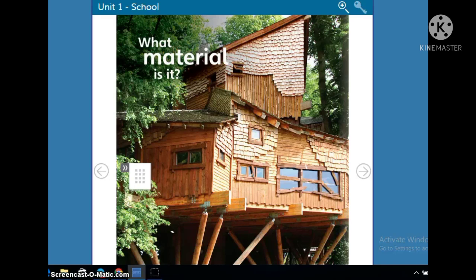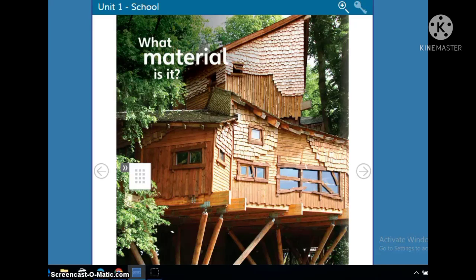What material is the house? Is it from a can? Is it from glass? Is it from plastic? Or from wood? Which one is the answer? Yes, it's a wooden house. Jadi rumahnya itu terbuat dari kayu.